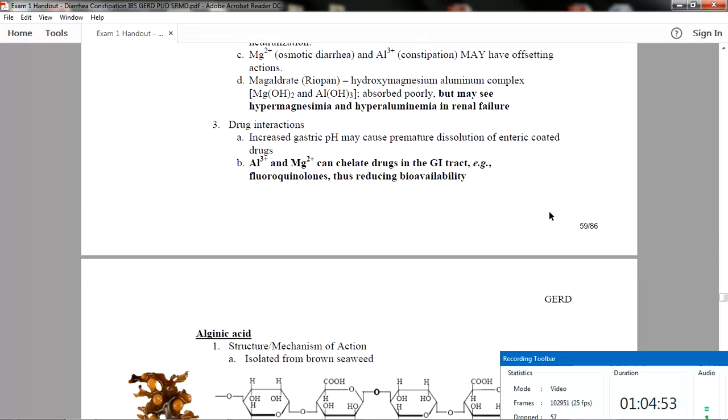Okay, drug interactions. Like I said, I already mentioned this. I think I want to reiterate it. Anytime you increase the stomach pH or alkalinize it, you'll cause premature dissolution of enteric-coated drugs. That may not matter. It all depends.